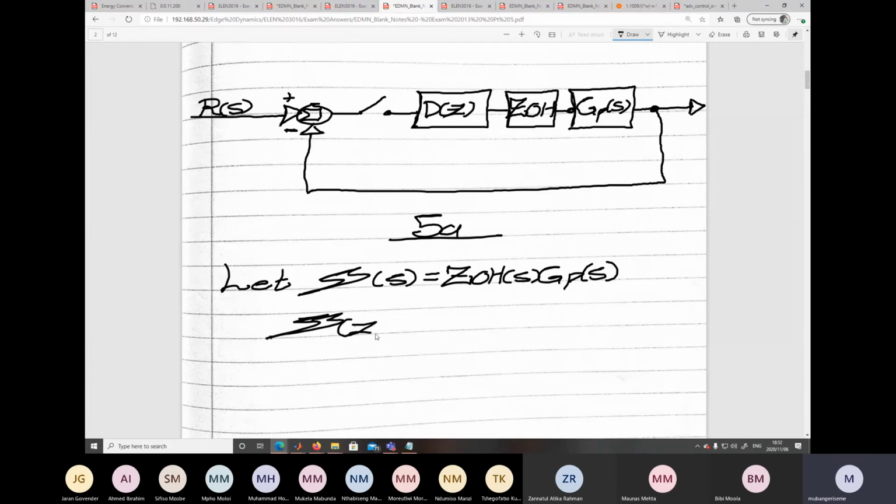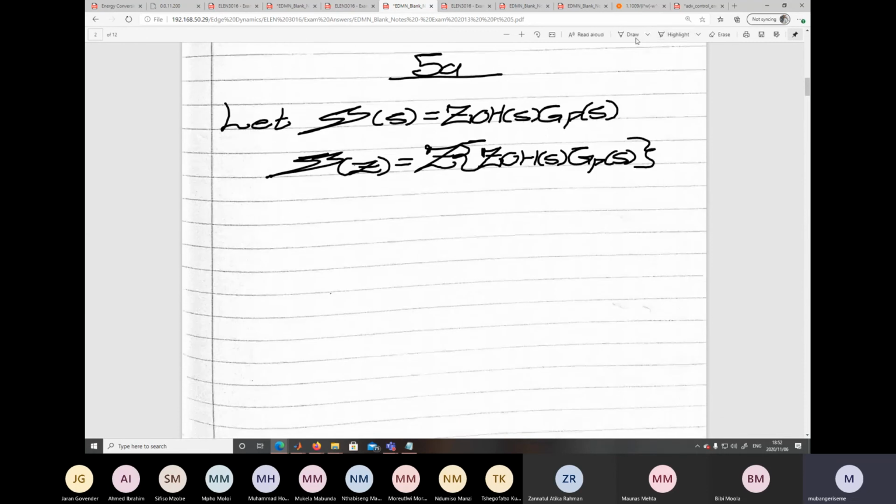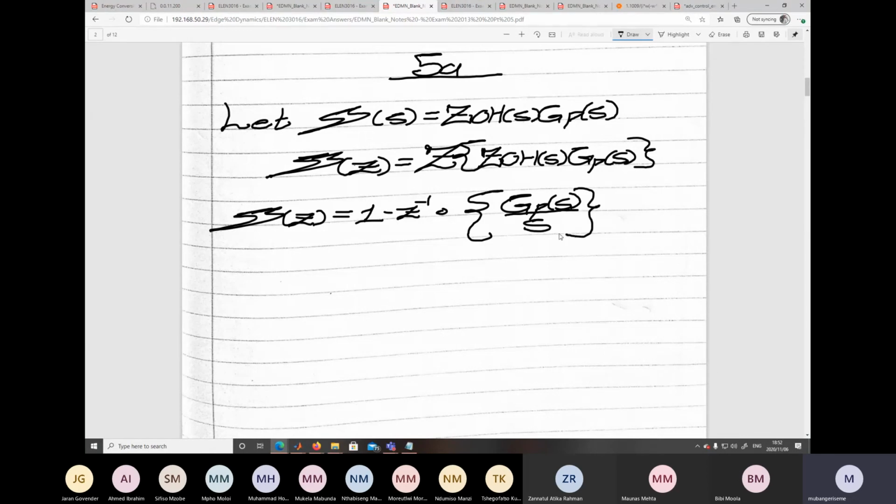Ergo, G-bar of Z is equal to the Z transform of the zero order hold of S multiplied by your plant gain. Okay? G-bar of Z equal to 1 minus Z to the minus 1. Now using the step invariance, this is what you have.